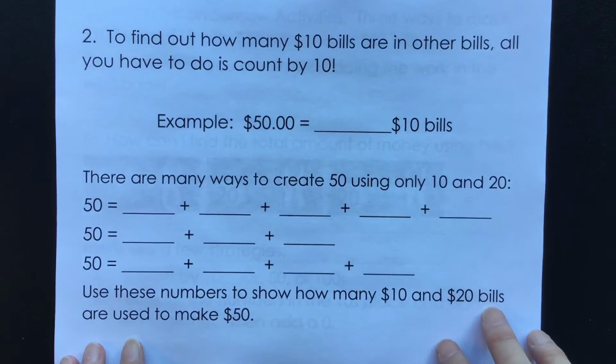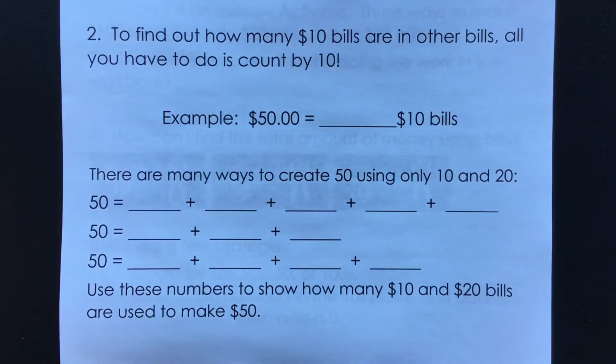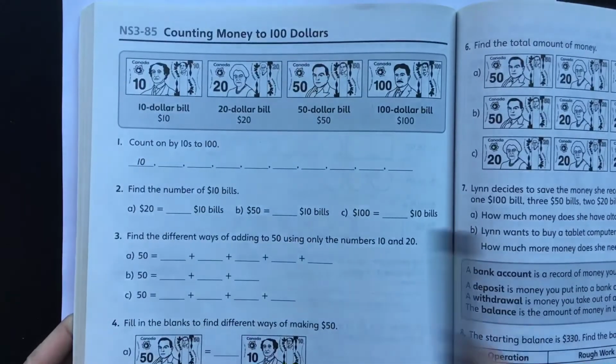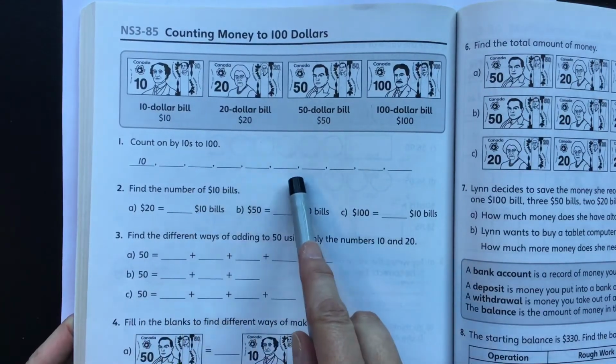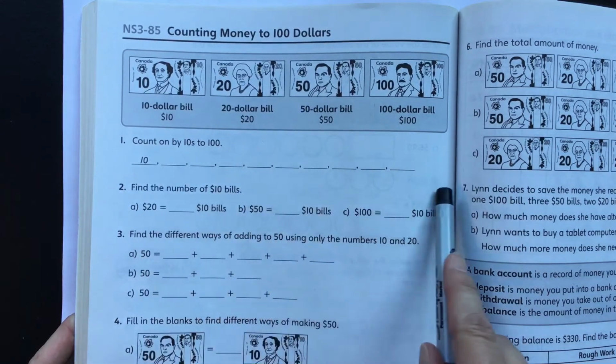Do you notice on this sheet I've started with number 2 because if you look in your book, question number 1 is very easy. You're counting by tens because counting by tens is an important skill to have when you are counting money. So make sure you fill in number 1 first.